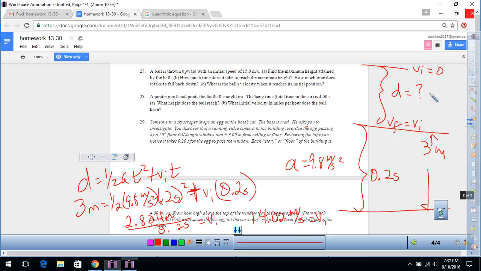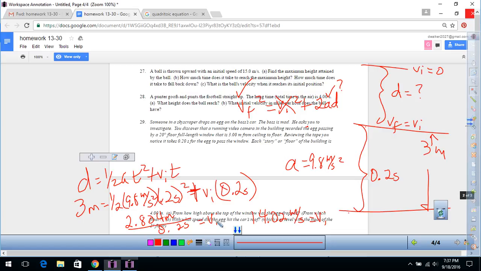And then I could go back and do VF squared equals VI squared plus 2AD and solve from the very beginning. Find out what this distance is. My initial speed is 0. I already knew that my VF at the top of the window is equal to the VI as it begins to go across the window, and we solved for that right there. So I know that value, I know that value, I can find that distance.